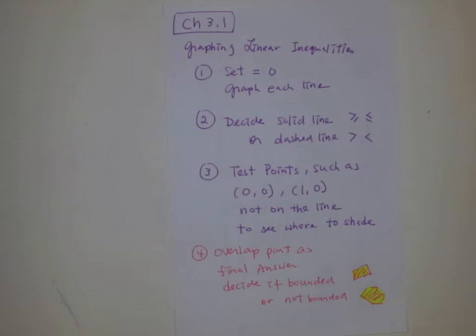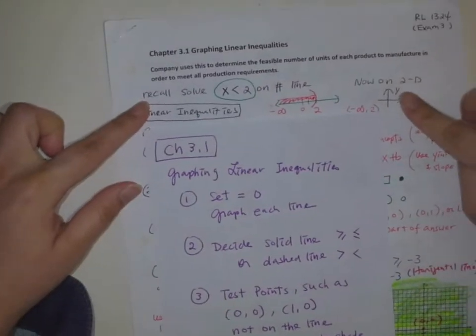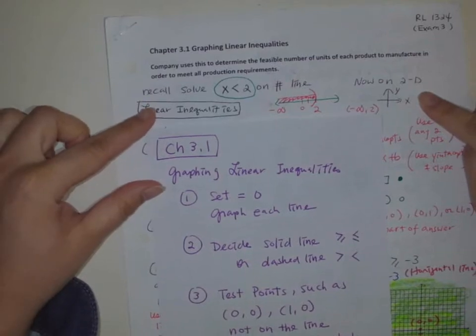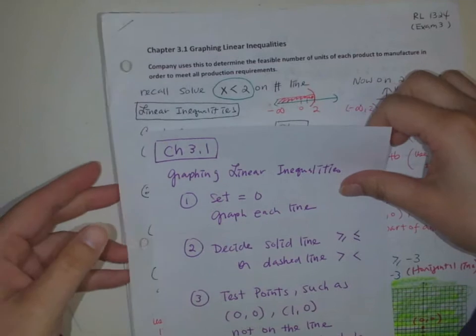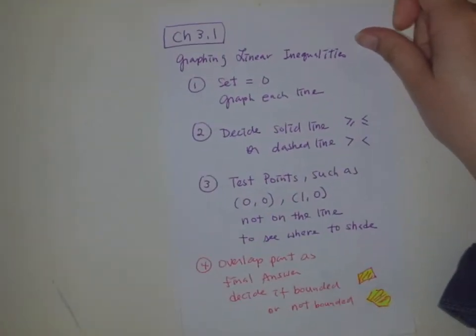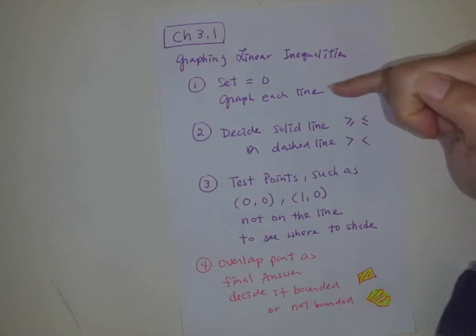In the past we only did the linear functions like that, and when we did the linear function we did it on a number line and we did interval notation. So this time we will do it on a two-dimensional graph. First we will try to graph the line by setting the inequality equal to 0, and then we want to graph each of the lines.